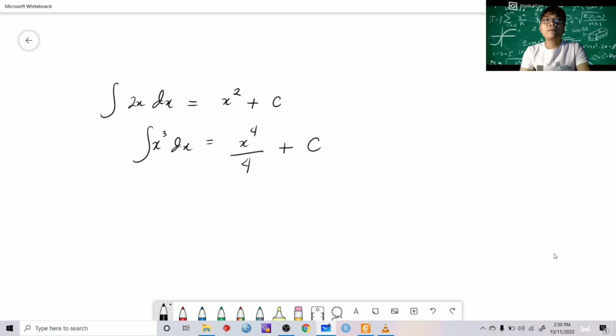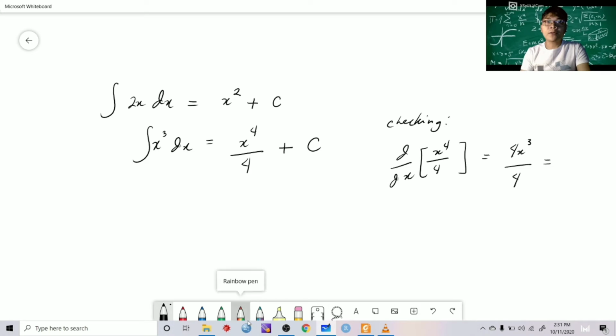So to check if this is the antiderivative of x cubed, if we take the derivative of x to the fourth all over 4, we will get 4x cubed over 4. So we can cancel out 4 to arrive at x cubed.